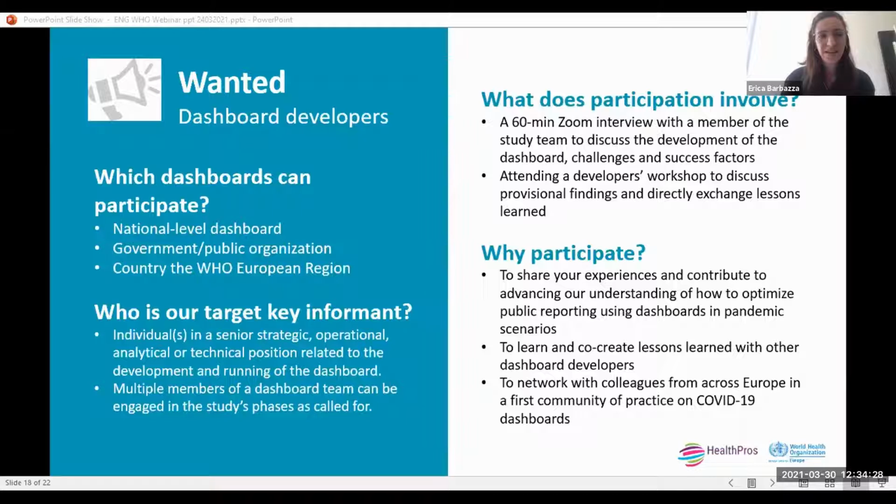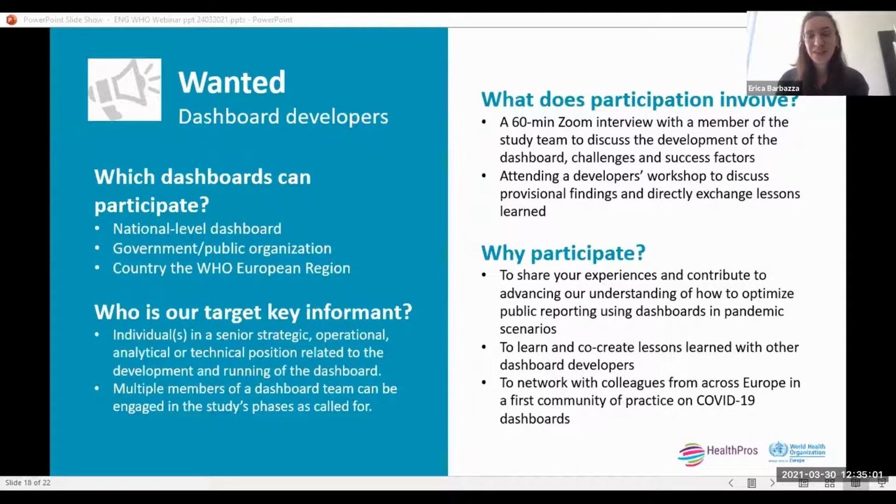Now, in terms of the individuals to participate in the study and contribute to the interviews and workshops, here we're targeting those that have ideally been involved in the dashboard since the outset, or at least have a good understanding of the decisions made along the way. And we recognize that that might include multiple members of a team, so we leave it to each of the dashboards to suggest and identify those individuals that are best to be involved.